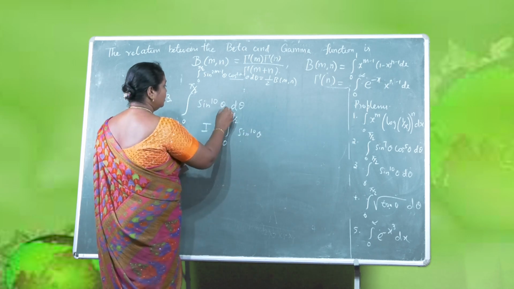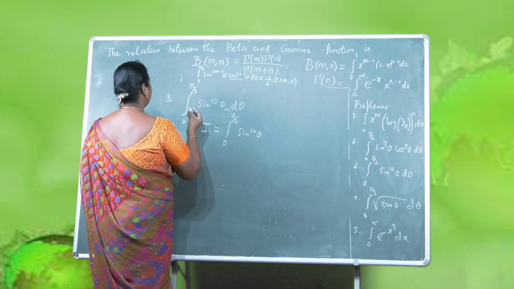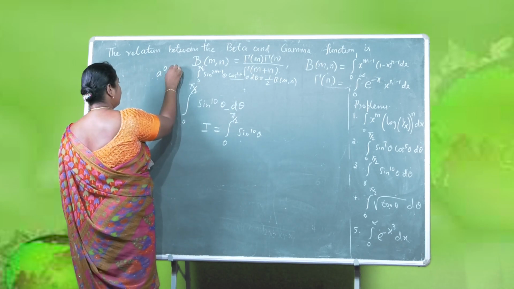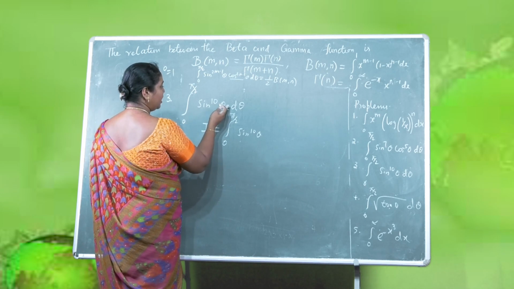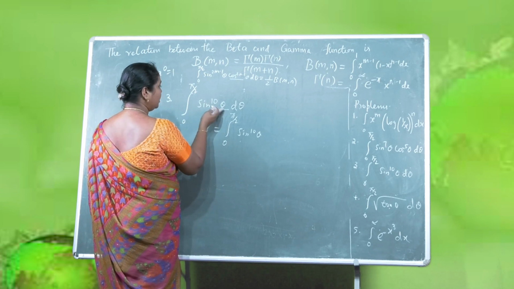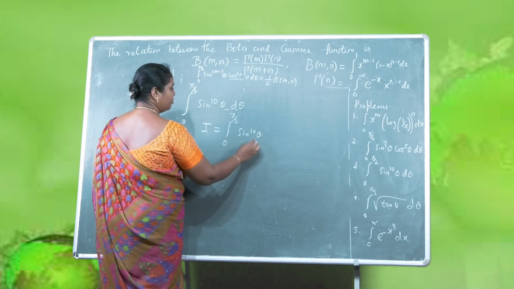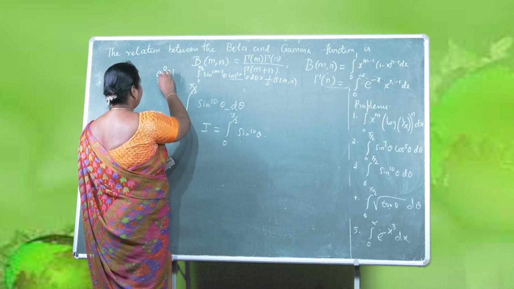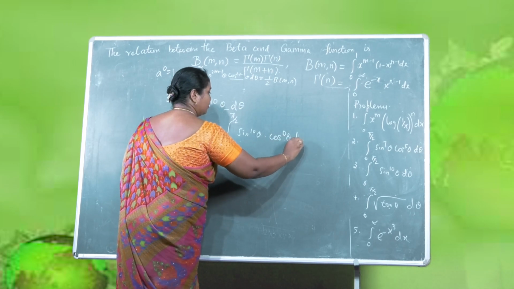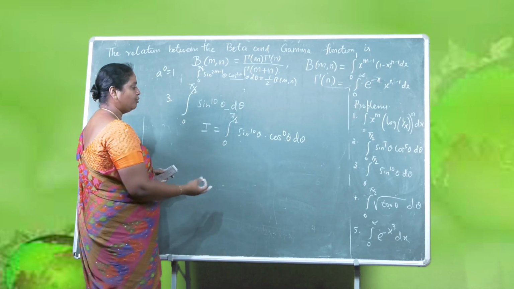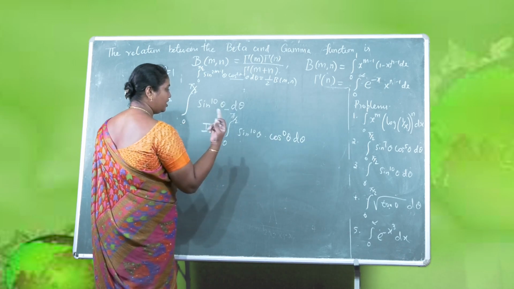And then there is no cos term, and in mathematics we know that anything power 0 is 1. So here we have sine power 10 theta into 1, because anything into 1 is nothing but the same number. So for that 1 I am going to replace cos power 0 theta. Is there any problem? No. Because cos power 0 theta is 1.